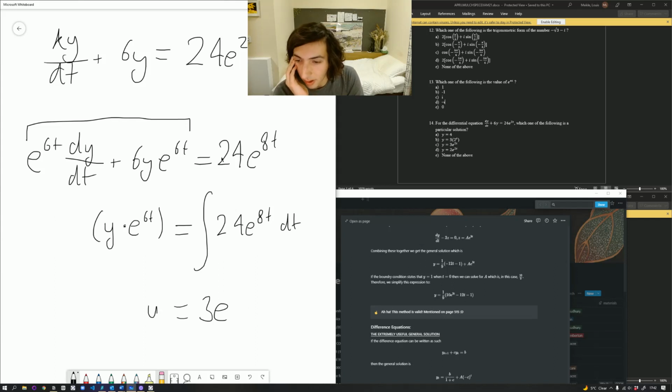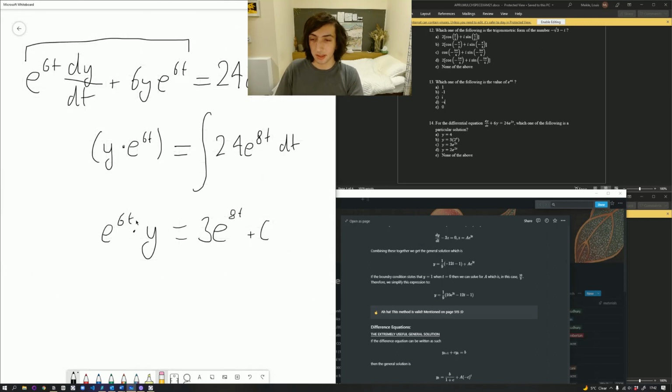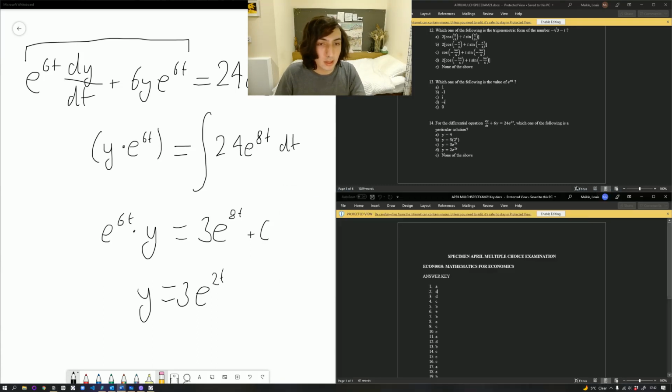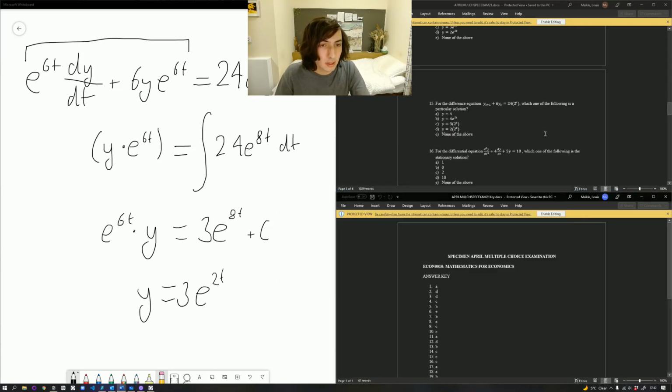So you have 3e^8t plus c. And simply put, because we have the e^6t on the other side, we're just going to divide by e^6t, and we get 3e^2t plus a constant, and I believe that's correct. 14 is c. Okay, hopefully that's clear enough.